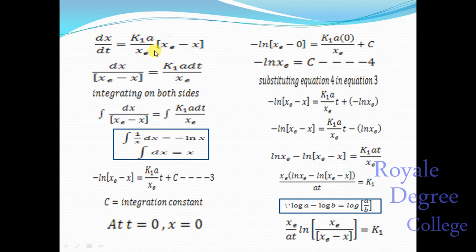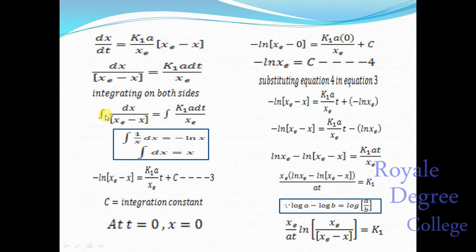As we got this equation, this xe minus x we are bringing to the other side, and dt we are bringing to the right side. So we will get this equation: dx by (xe minus x) is equal to K1a dt by xe. Now integrating on both sides, the integral of dx by (xe minus x) is equal to the integral of K1a dt by xe.